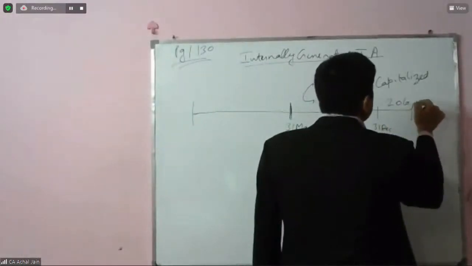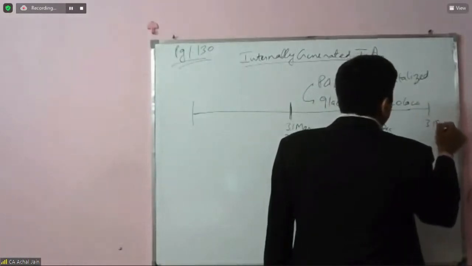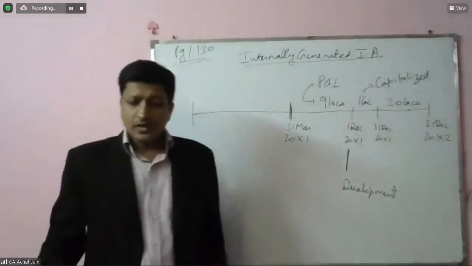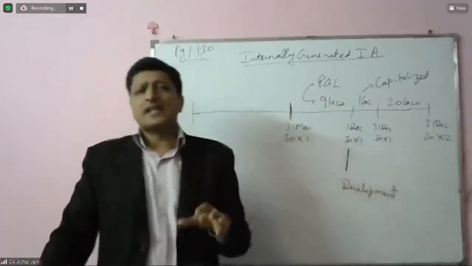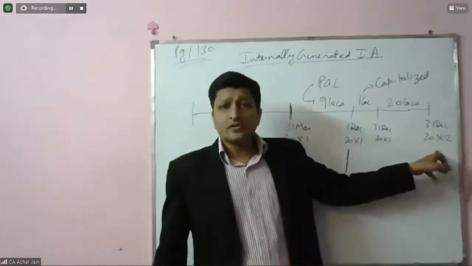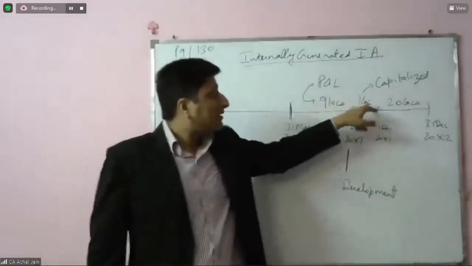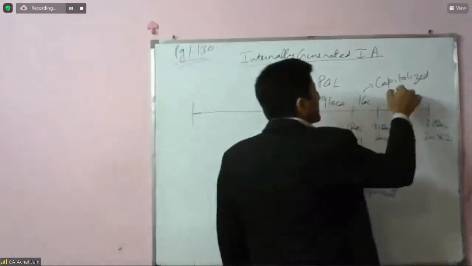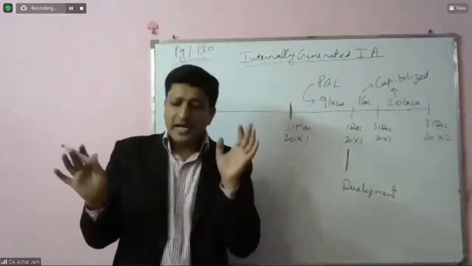So 20 lakhs is spent during this year. Now this 20 lakh is also towards the development of the intangible asset. So development started from this date and has been continuing till 31st of December. So all in all, on development, what is the cost? 1 lakh plus 20 lakhs. So 21 lakh will be capitalized. And this cost of intangible asset on a cumulative basis is 21 lakhs.